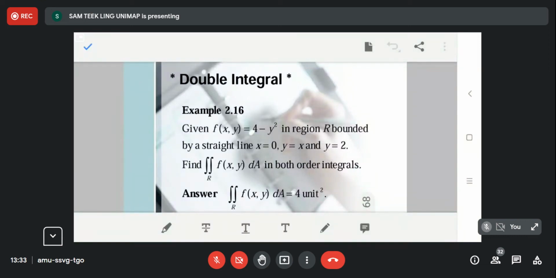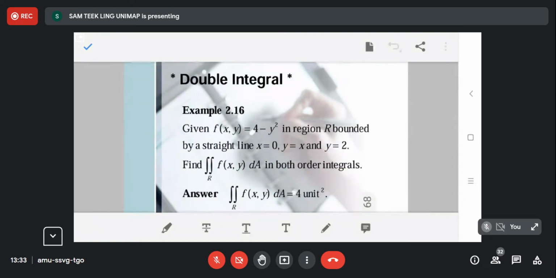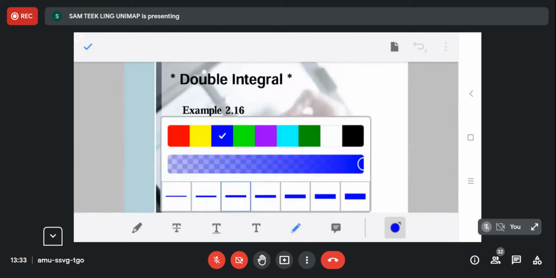The region is bounded by x equals 0, y equals x, and y equals 2. Then we want to find the double integral in both orders of integration. For this one, the first step is you need to sketch the picture. You can see the keyword here.